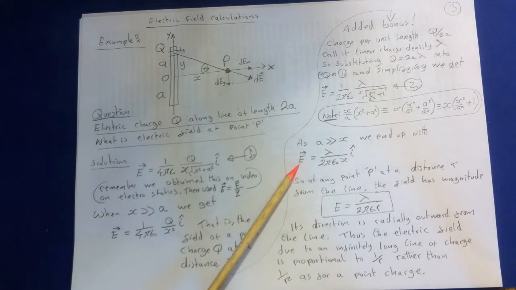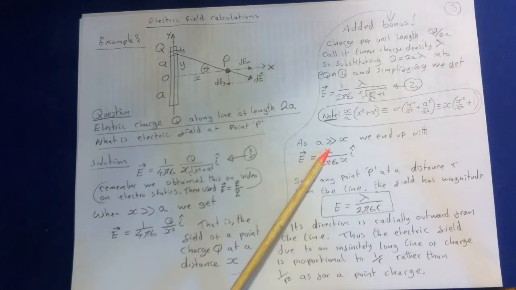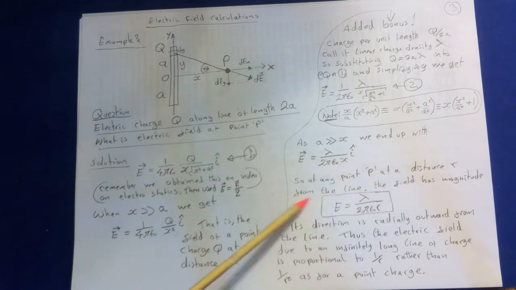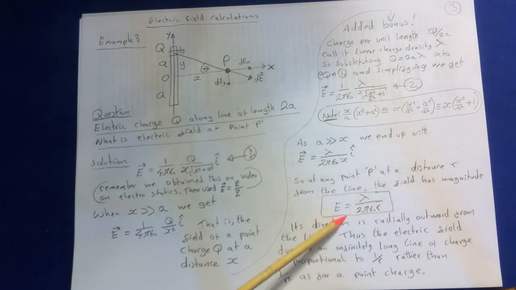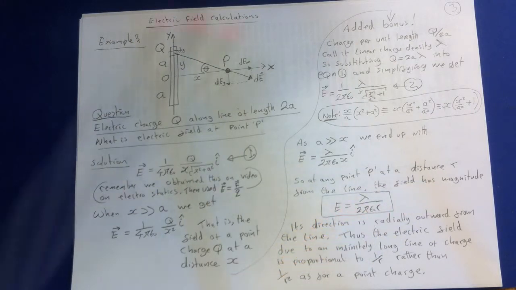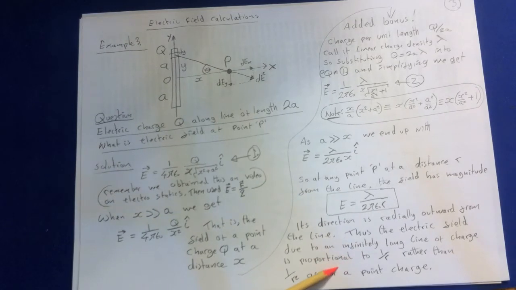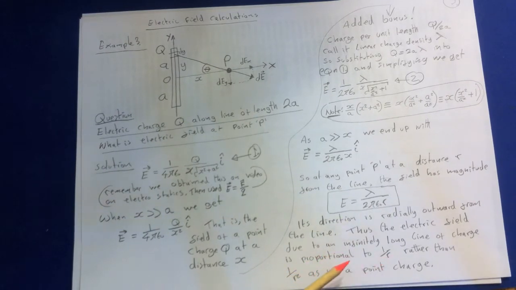The field is equal to the linear charge density divided by 2 pi epsilon naught x. So at any point P at a distance r from the line, the field has magnitude E equals lambda over 2 pi epsilon naught r. Its direction is radially outward from the line. Thus the electric field due to an infinitely long line of charge is proportional, and this is the important point, to 1 over r rather than 1 over r squared as for a point charge. So that's kind of interesting.